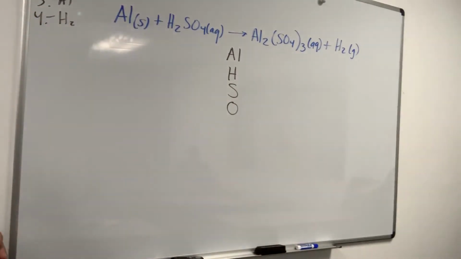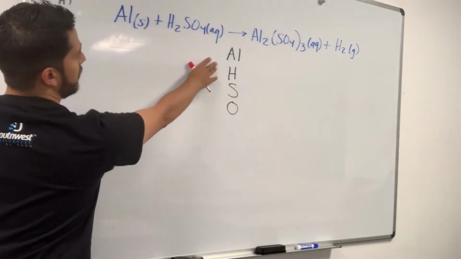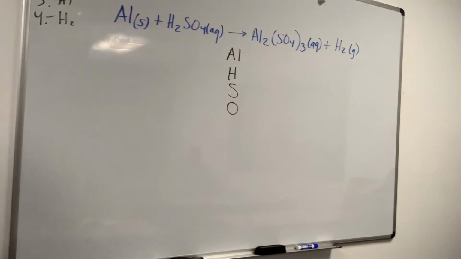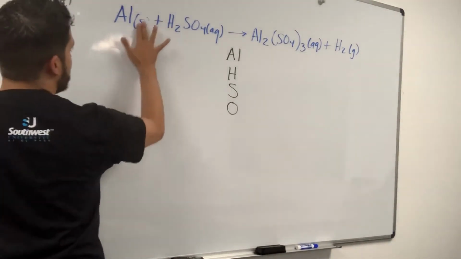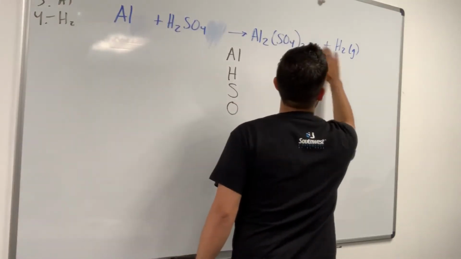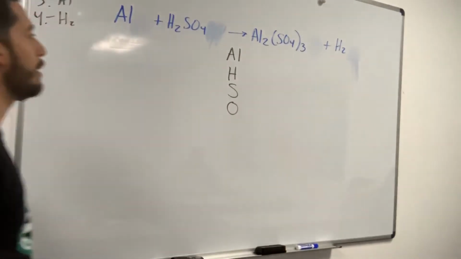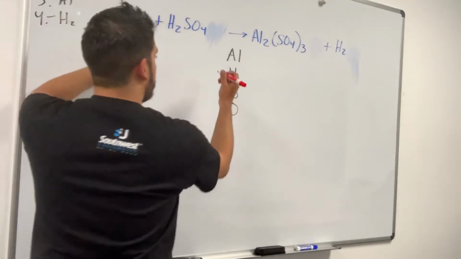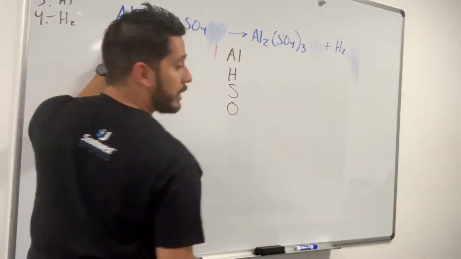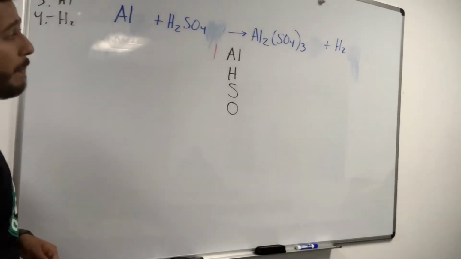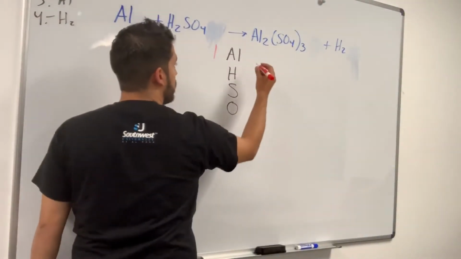Let's count all the atoms first. How many aluminums do I have on the left side? Is that a 5 or is that an S? Oh no, those are the states. Well, I'm going to get rid of the states so it's not confusing. We don't need those, right? States are only going to tell us if this reaction is gas evolution or whatever. There's only one aluminum, right? So I'm just going to put a number 1 in here. How many aluminums do I have on the right side? 2. Can we see we have 2 aluminums?